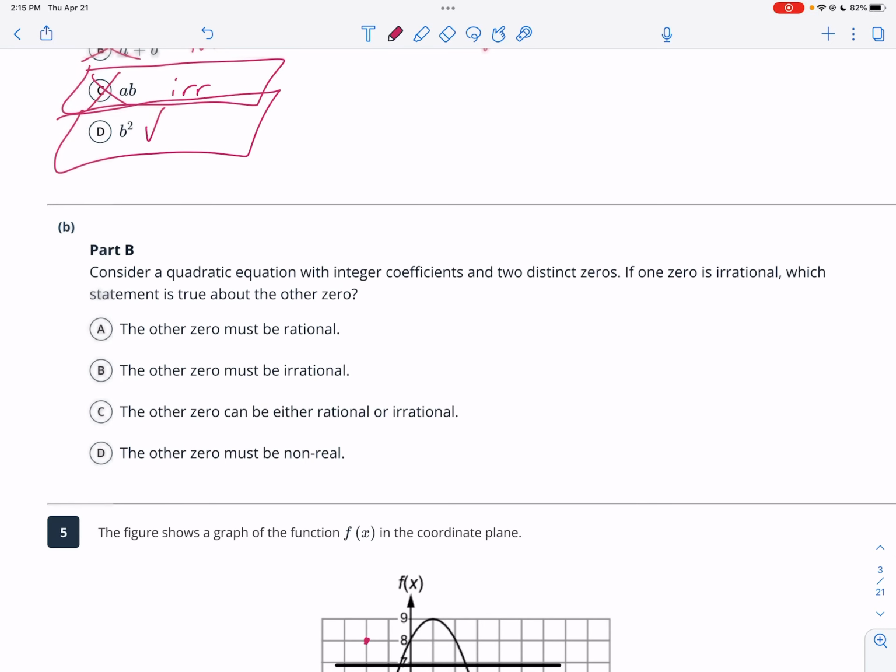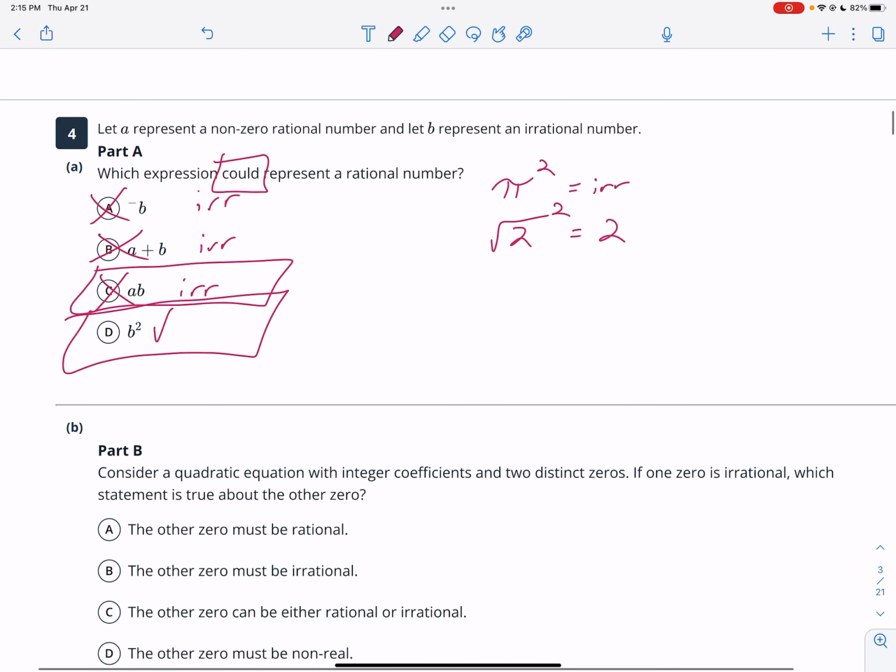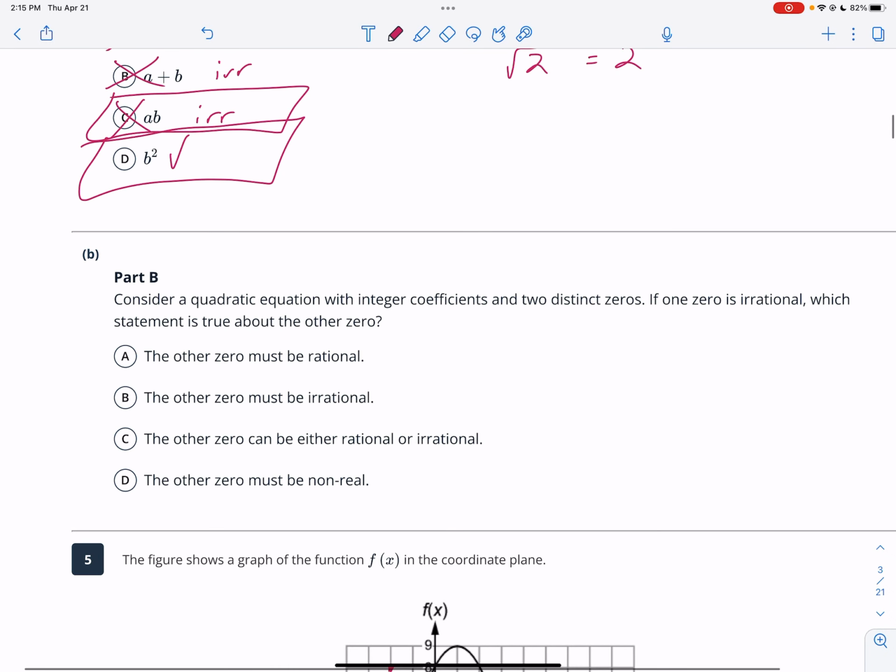All right, now let's talk a little bit about this. This is part B, and it's actually way easier anyway, knowing what we know. Now, when you're looking at something like this, it isn't going to take that much time. Consider a quadratic equation with integer coefficients and two distinct zeros. If one zero is irrational, which statement is true about the other zero?